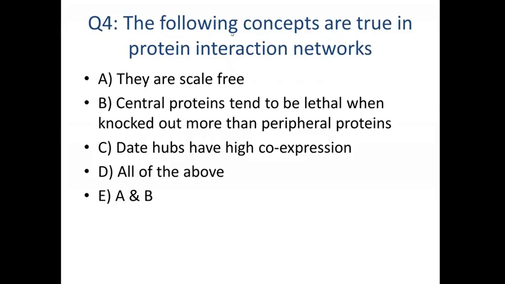Question number 4. The following concepts are true in protein interaction networks. A, they are scale-free. B, central proteins tend to be lethal when knocked out compared to more peripheral players. C, date hubs have high co-expression. D, all of the above, and E, only A and B. And of course, the answer here is E, A and B, because date hubs have relatively low co-expression. They occur in a transient fashion, and the example I gave was at one stage in the cell cycle, whereas party hubs tend to have high co-expression.